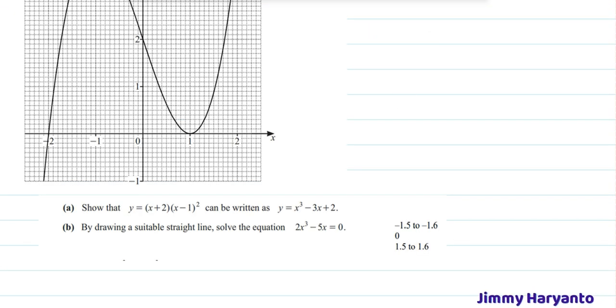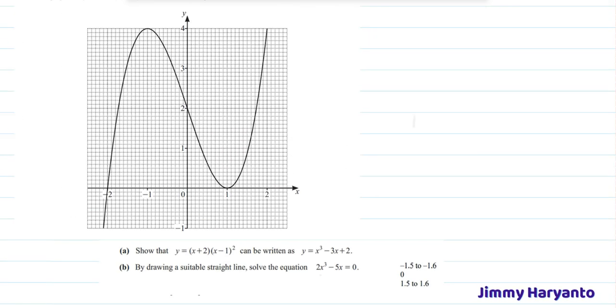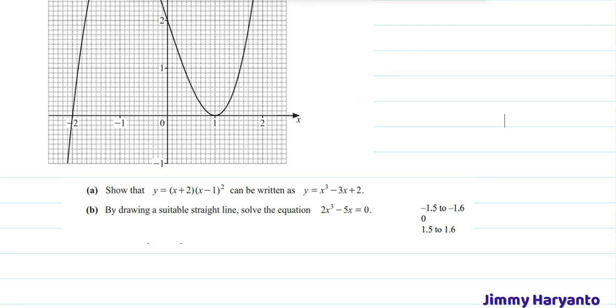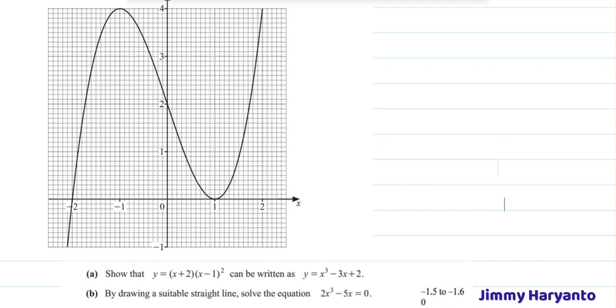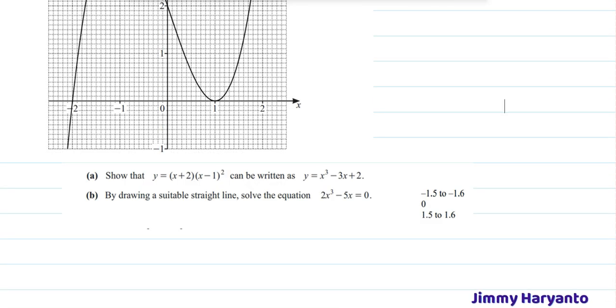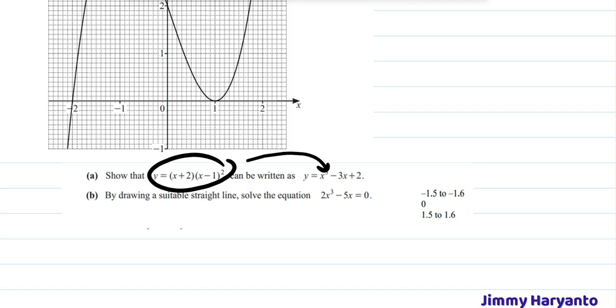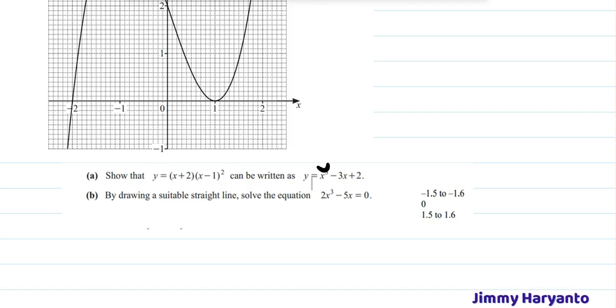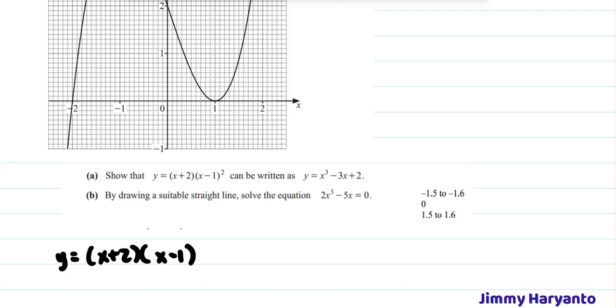And then question, what question is this? Question 13. For question 13, you already have the graph of y equals (x plus 2) times (x minus 1) squared. You only have to change this form into this one for the first question. So to get that form, I think you have to expand. (x plus 2) times (x minus 1) squared will become (x minus 1)(x minus 1).